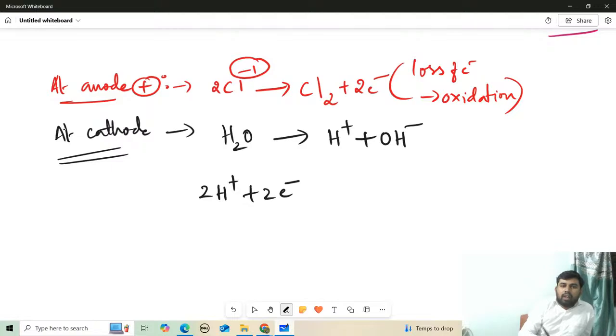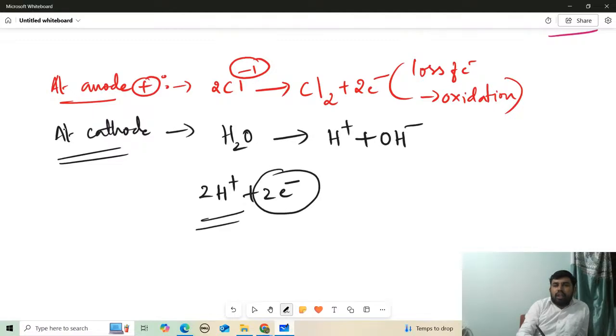Chlorine gas is produced near the anode, right? And they have given the electrons, and those electrons go through that circuit and come near the cathode. That is gained by the H plus ions. So gaining of electrons, gain of electron, is called what, sir? This is called reduction.